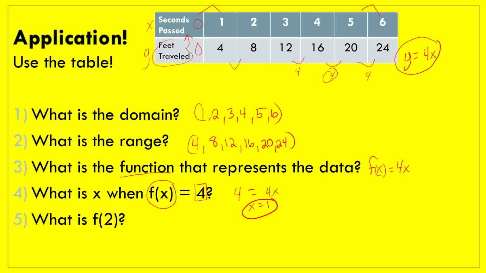What is f of 2? So f of 2 in the equation f of x equals 4x is equal to 4 times, we're replacing x with 2. 4 times 2 is 8. So f of 2 is equal to 8.